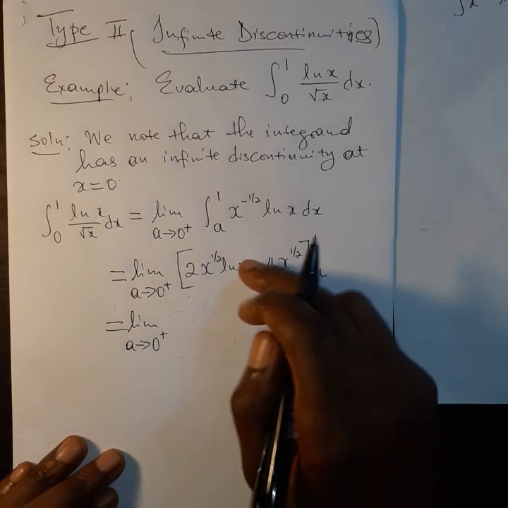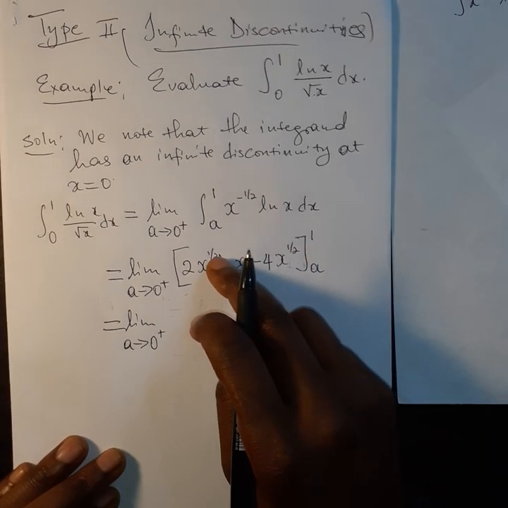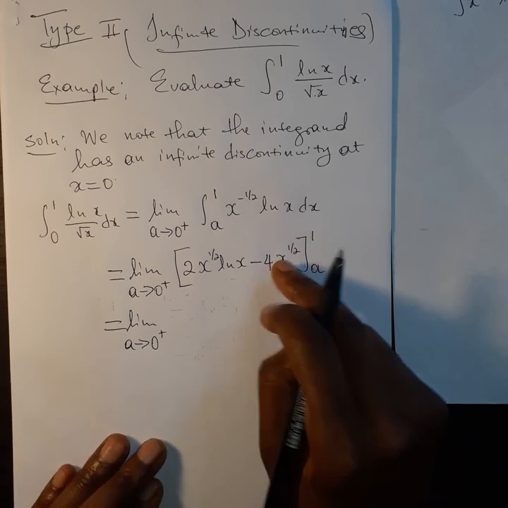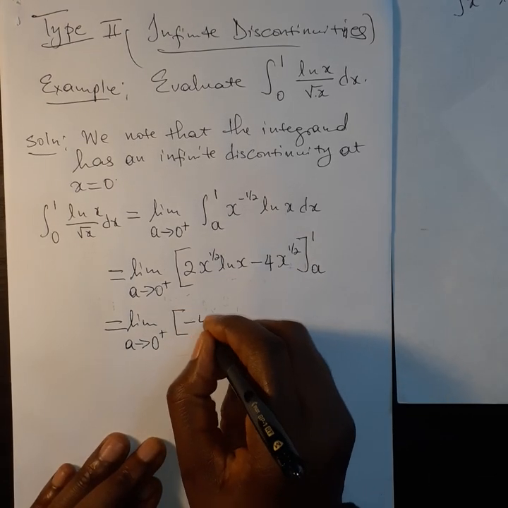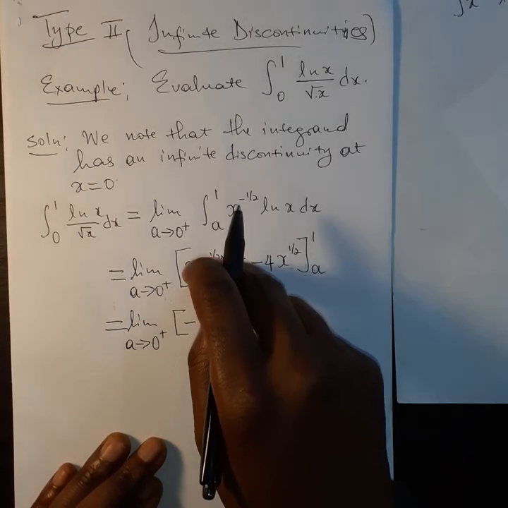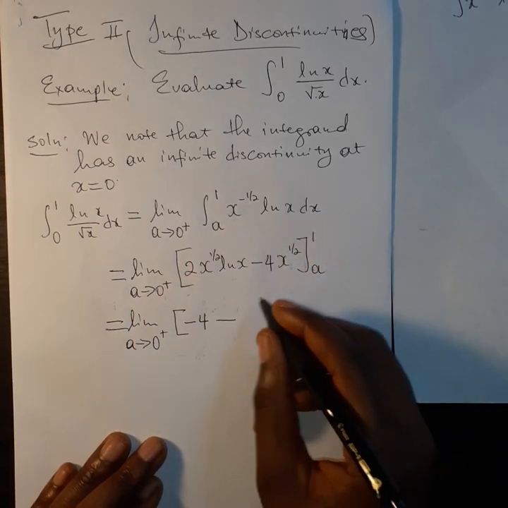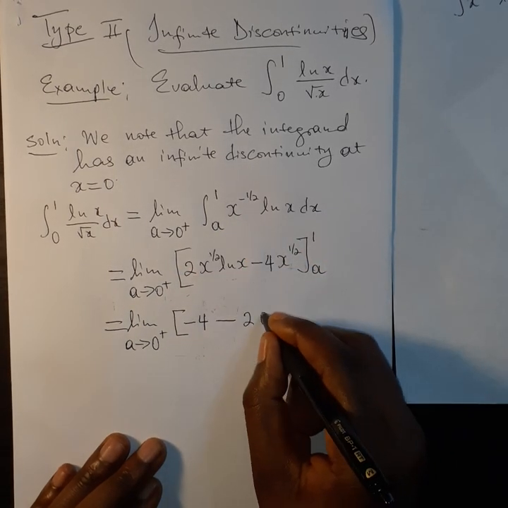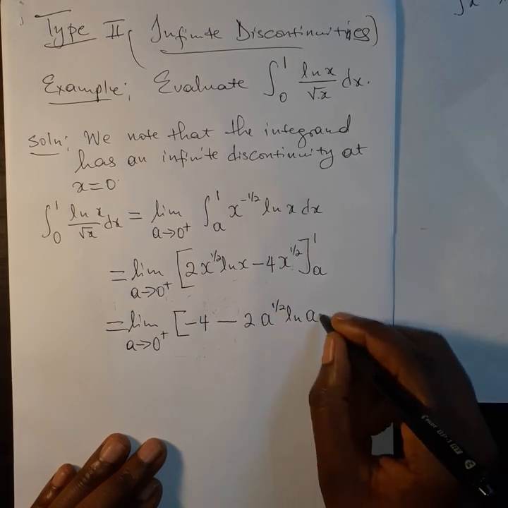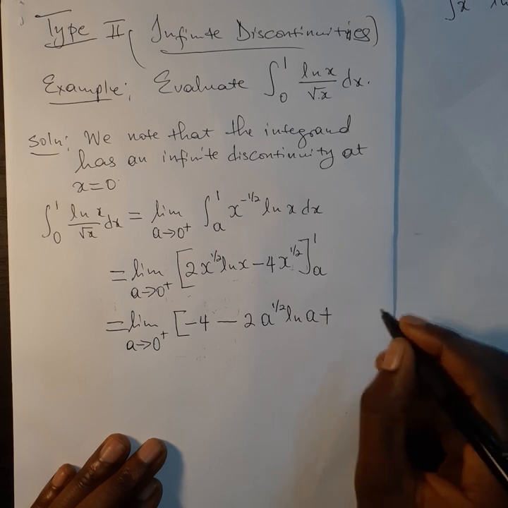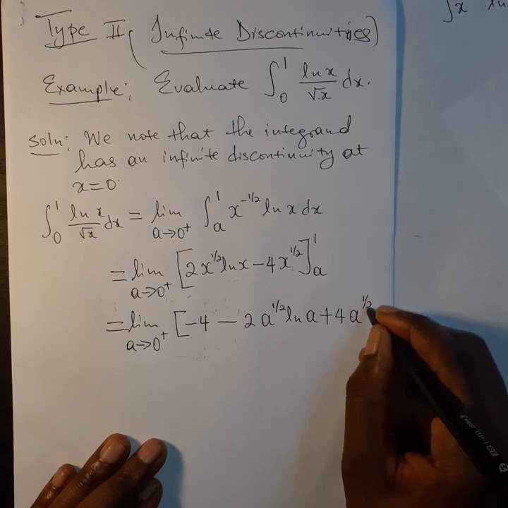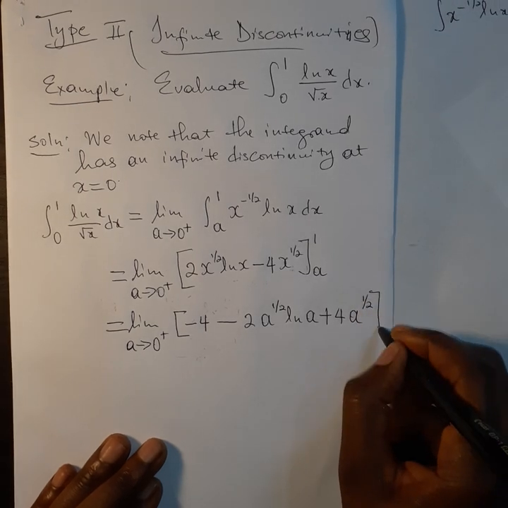Then when we substitute 1, this will be 0, and this will be a 4. So we'll have minus 4. And then we say minus. Then we substitute a here, which will be 2 times the square root of a times ln of a minus, which will be plus 4 times a to the 1 over 2, like that.